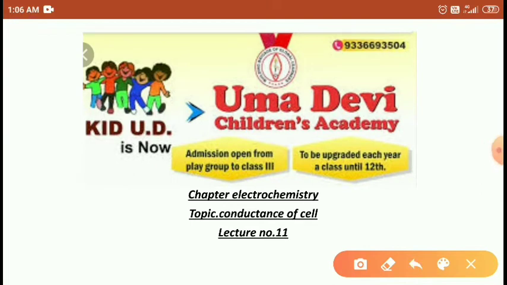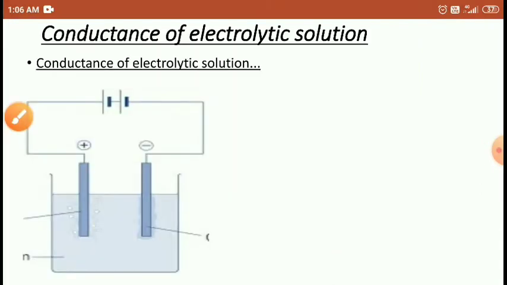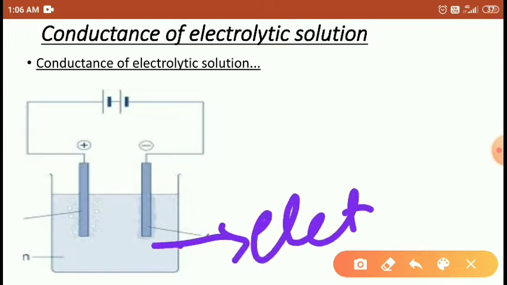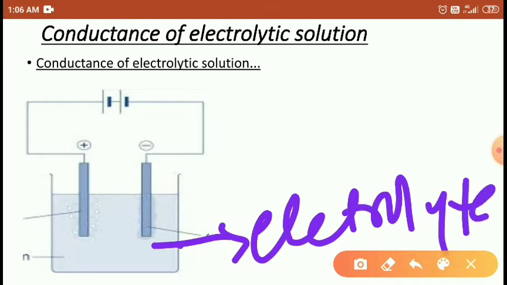Today we are discussing the topic: conductance of a cell. So what is conductance? Here we are using a beaker in which I am using an electrolyte solution. Electrolytes dissociate to form cations and anions.